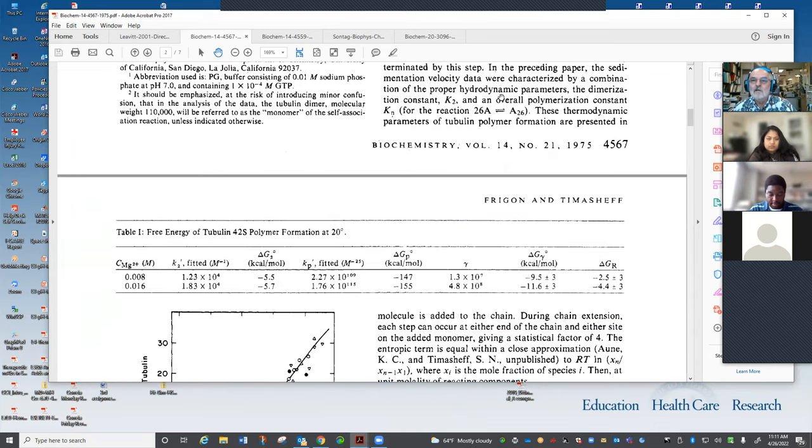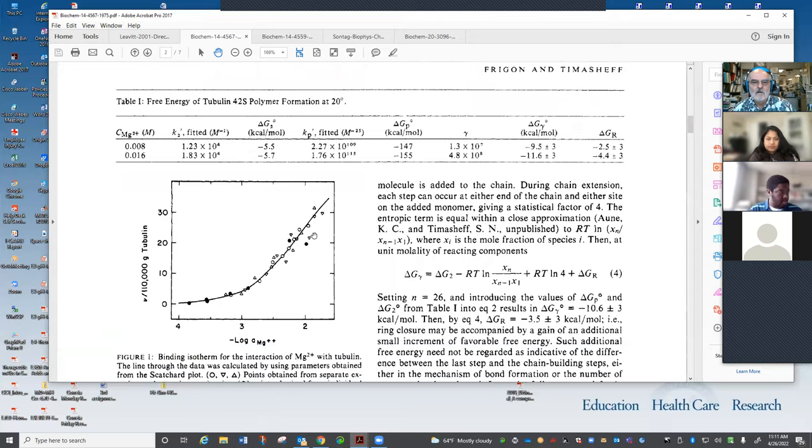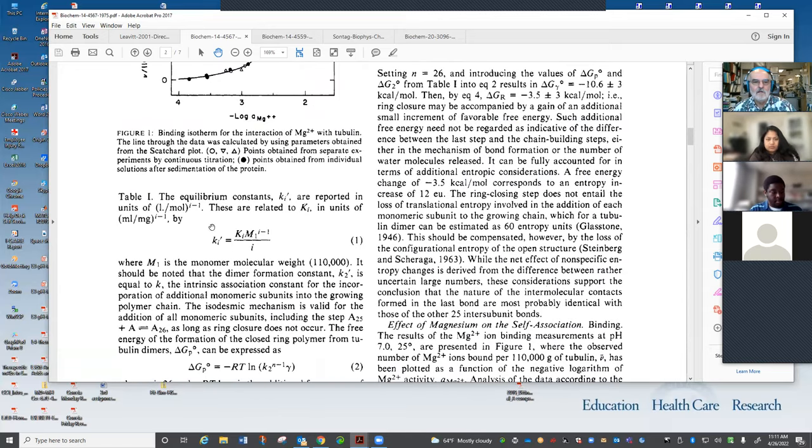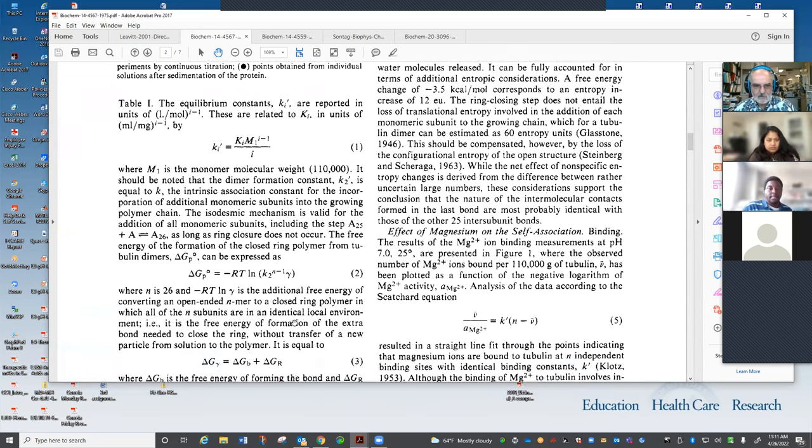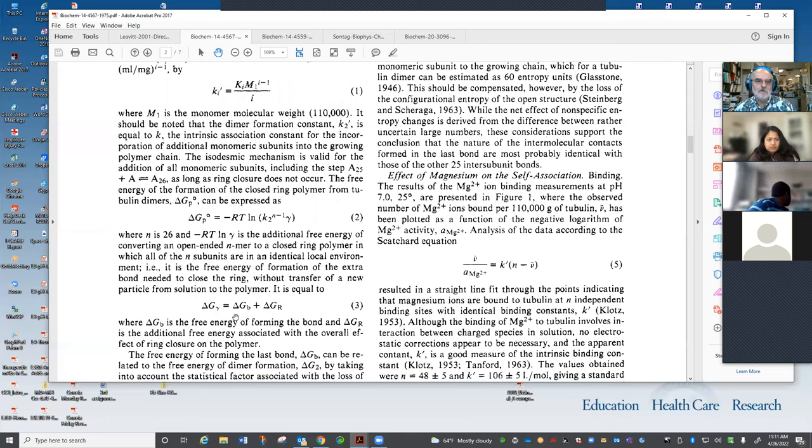Okay, so they describe what the overall reaction is, and they write down the relationship between the weight concentration versus molar or molal concentration, and then the way that they define ring closure. There's what's called a propagation constant or bond formation constant for each successive step, and then ring closure, and the additional free energy associated with ring closure.